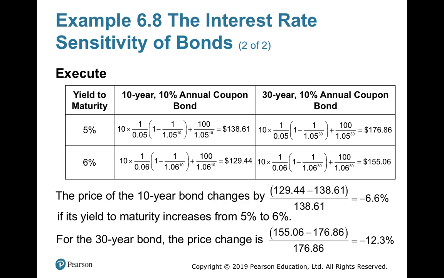Now, what is the percentage change? The percentage change for the 10-year bond is minus 6.6%. The percentage change for the 30-year bond is minus 12.3%. YTM increased by 1%, from 5% to 6%, and the price decreased by 6.6% for the 10-year bond and 12.3% for the 30-year bond. Therefore, the higher the maturity, the higher the interest rate risk. The lower the maturity, the lower the interest rate risk.